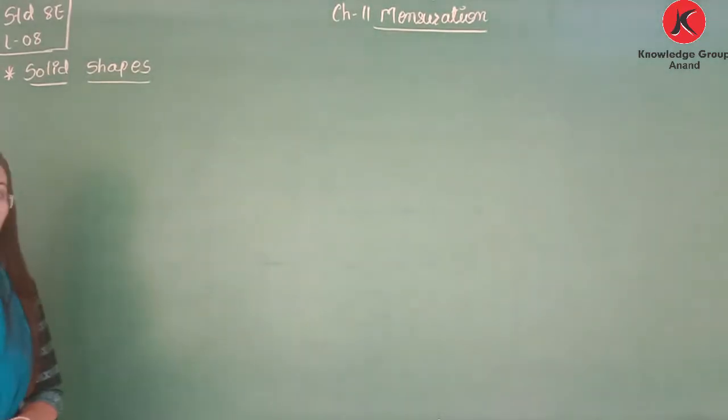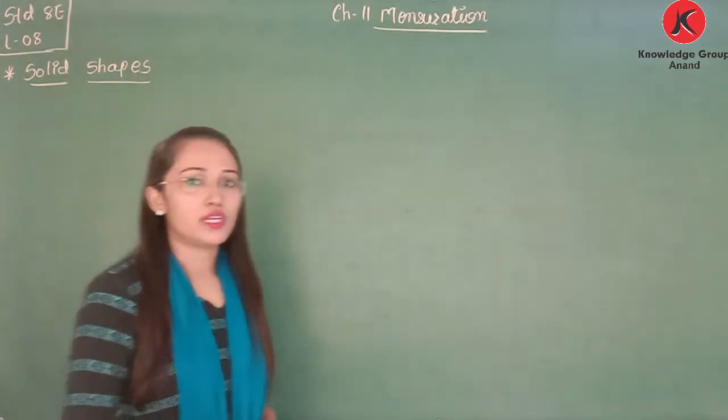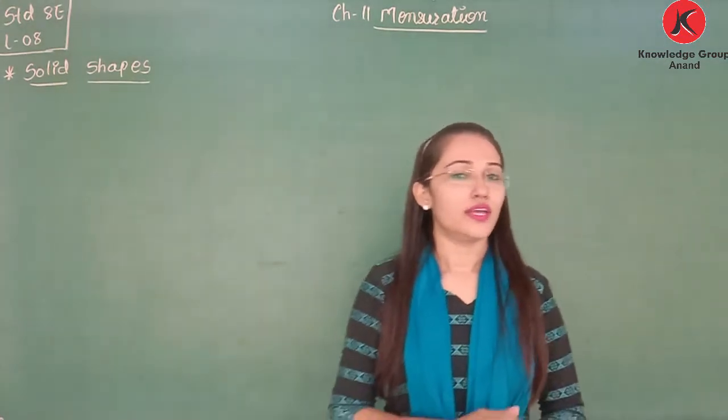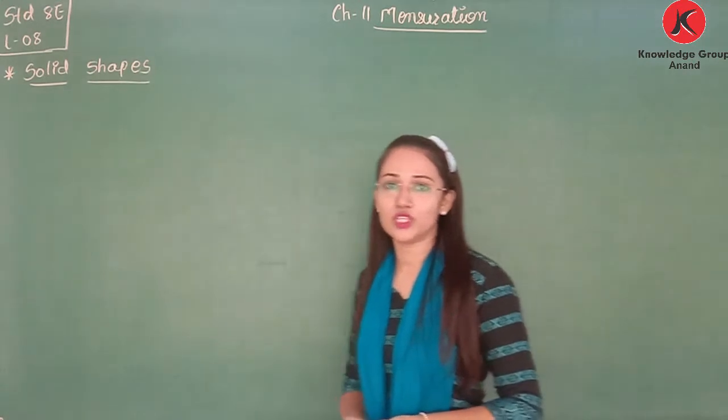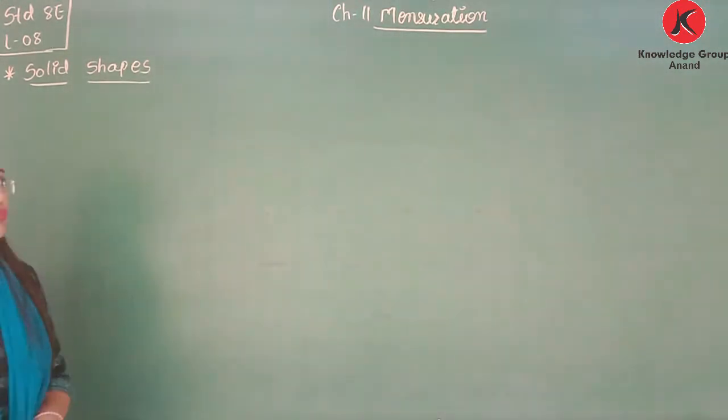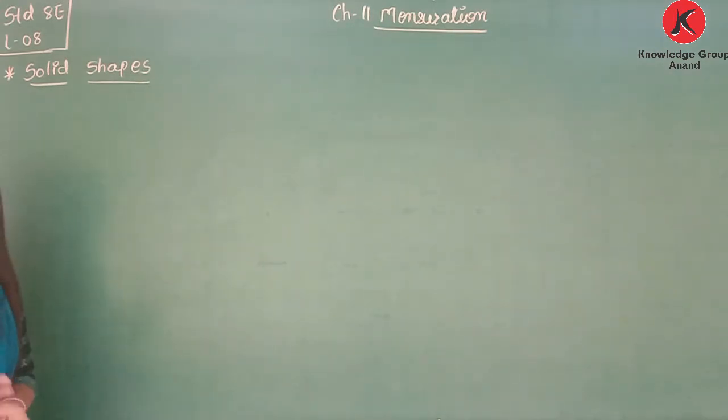Welcome back, friends. Previously in this chapter we learned about the area of a 2D object. Rectangle, square, trapezium, all are 2D objects. Today we will learn extra examples in which we need to find the shaded portion.